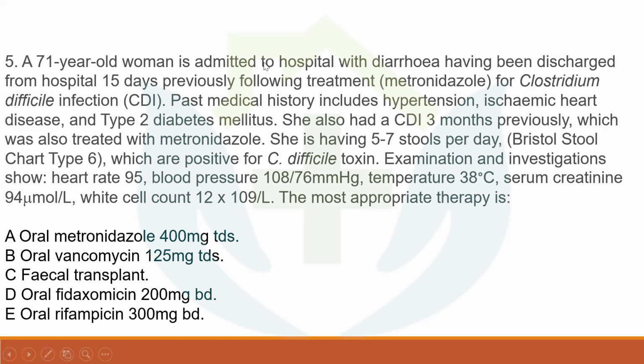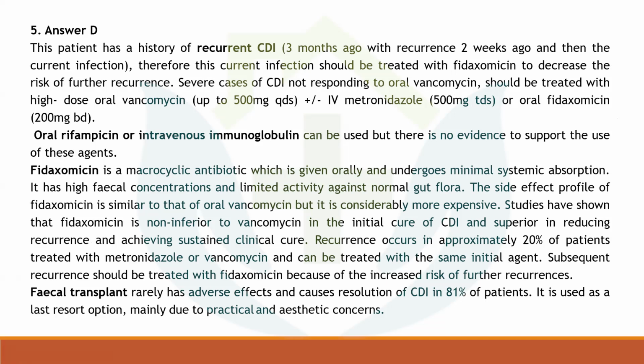If you want to attempt, you have to consider three things in this patient. This is not the first one. The patient also had a C. difficile infection 3 months previously. So the treatment is different for first infection, for recurrent, for resistant. So D, I think D is the most correct answer. The patient has got a recurrent CDI. Therefore, this current infection should be treated with fidaxomicin to decrease the risk of further recurrence.